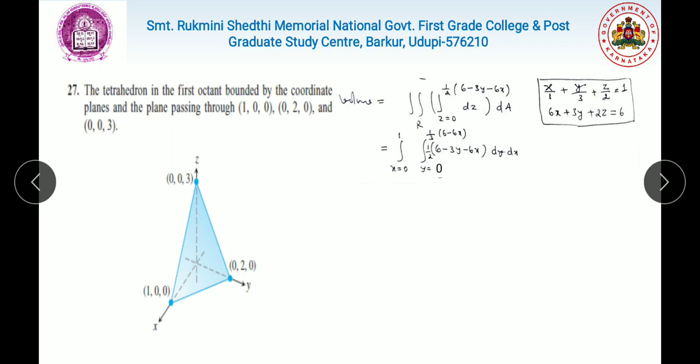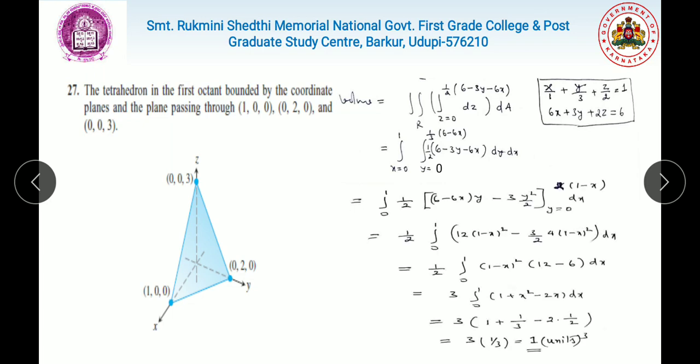So the limit for z varies from 0 to, solving for z in terms of x and y, 1 over 2 of 6 minus 3y minus 6x. Then integrate this over the projection R. To cover the projection R, which is a triangular region, y varies from 0 to 1 by 3 times 6 minus 6x. This upper limit is evaluated by putting z equal to 0 in this plane. Thus you will get a boundary here in the projection.